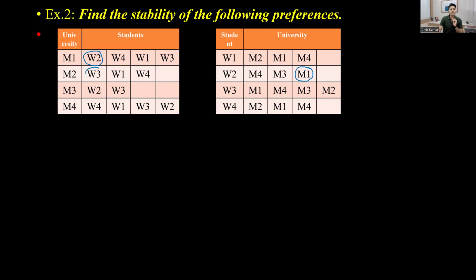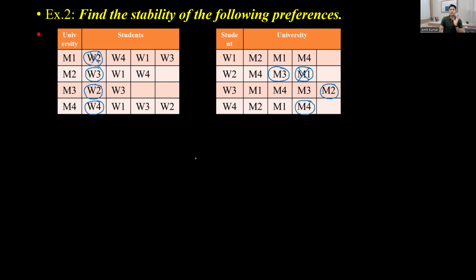Now M2, the first option is W3 and W3 accepts the proposal because it is the first offer W3 gets. M3, the first preference is W2 and W2 is already engaged with M1. But the thing is that M3 is better than M1. So the proposal is accepted and this gets crossed. So M1 to W2 gets crossed in both the tables. Now M4 proposes to W4 and W4 accepts this proposal.